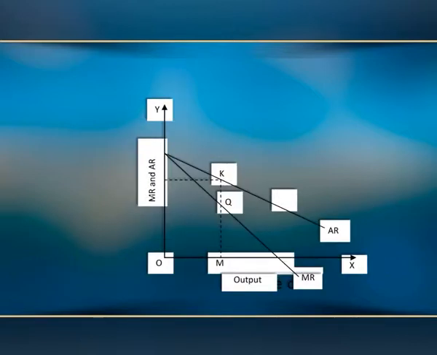Now, in figure 1.2, AR is the average revenue curve of the monopolist and slopes downward. MR is the marginal revenue curve and lies below the AR curve. At quantity OM, average revenue or price is OP or MK and marginal revenue is MQ, which is less than average revenue OP or MK. We have explained that average and marginal revenue at a quantity are related with each other through price elasticity of demand.